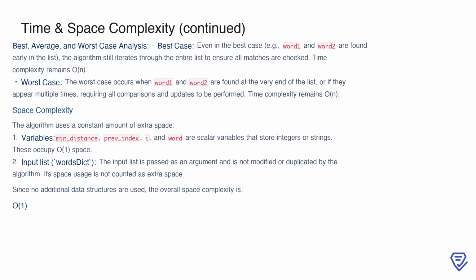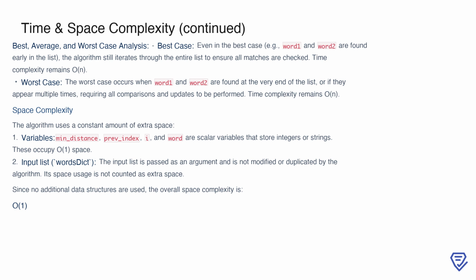In the worst case, where word 1 and word 2 are at the very end of the list or appear multiple times, the algorithm must still iterate through every word and perform all necessary comparisons and updates. Thus, the time complexity does not change and is still O(n).